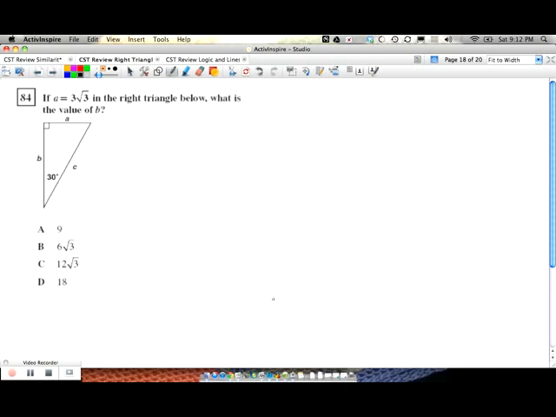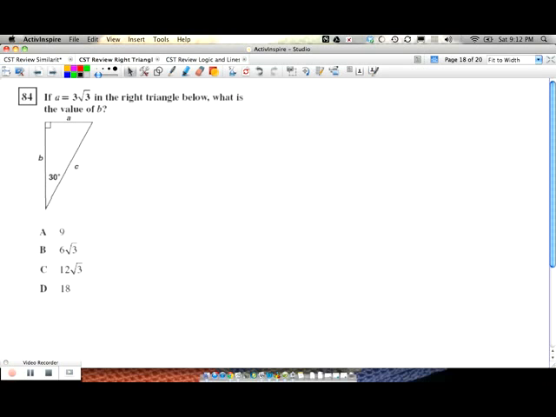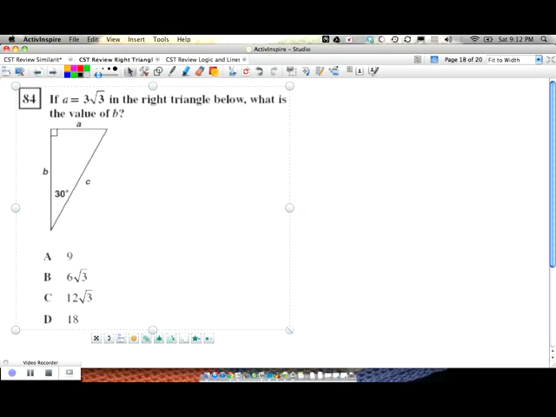Oh, these are very similar. We can do these pretty fast now. If A equals 3 root 3, what is the value of B?